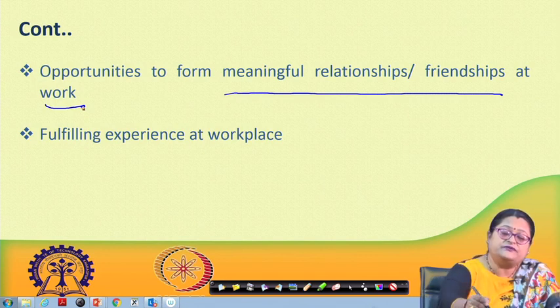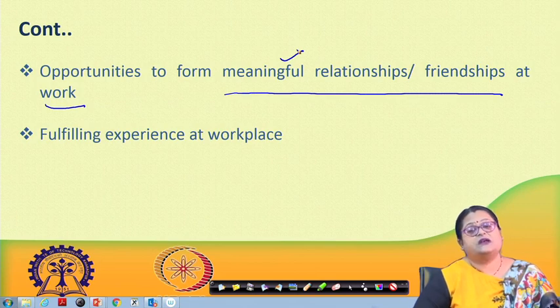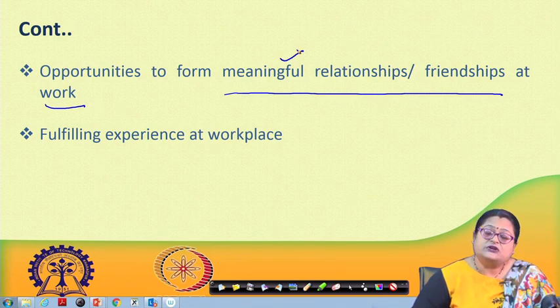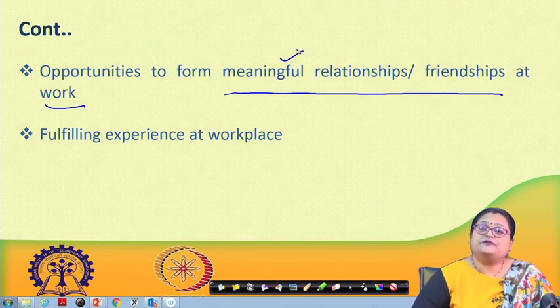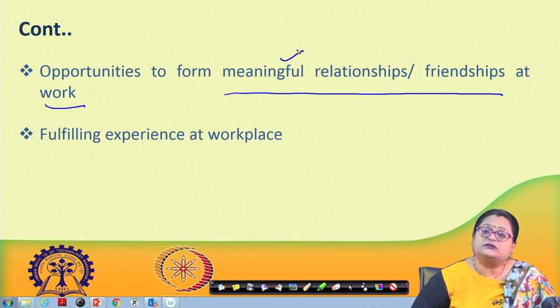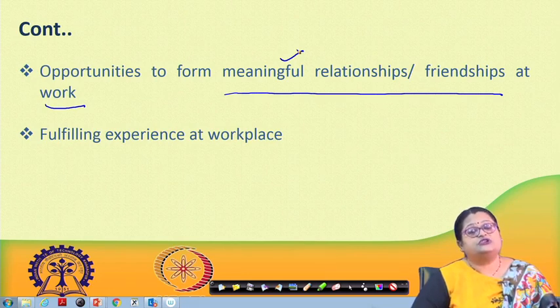But the word meaningful relationship is important. We have to understand that these friendships and relationships should not act contrary to the organizational objectives. So, how organizationally promoted meaningful relationships and friendships can happen, and people are able to utilize this relational strength, relational capital, for their own development and the development of the organization as such, is what the organization needs to take care of, design and monitor.